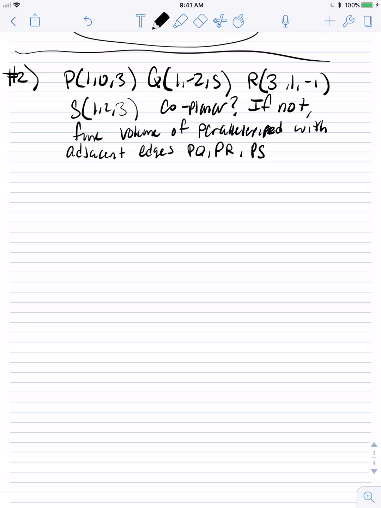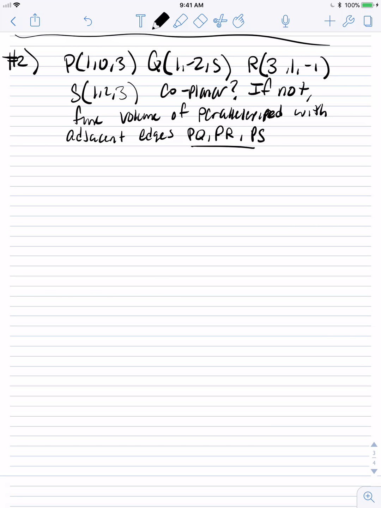So we know that if the volume is 0, then they have to be on the same plane. It has no volume, it's two-dimensional. So that's what we're testing. So they're giving us 3 edges, PQ, PR, PS. So we're trying to find that.